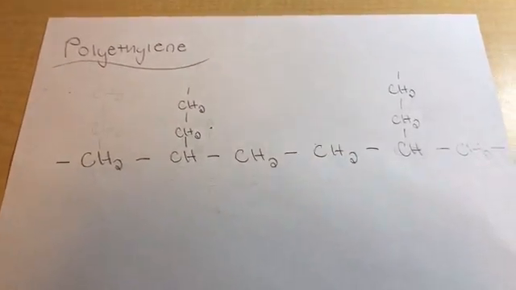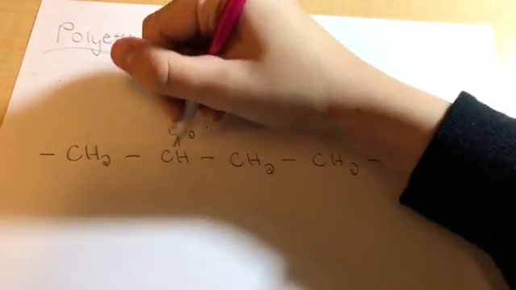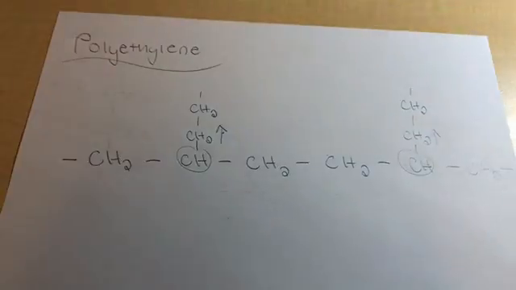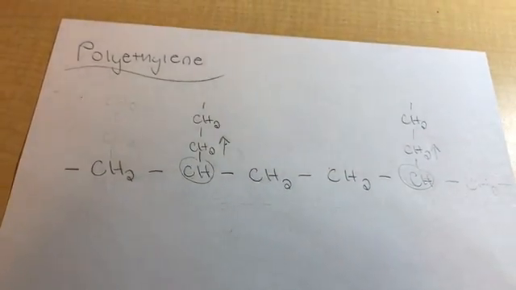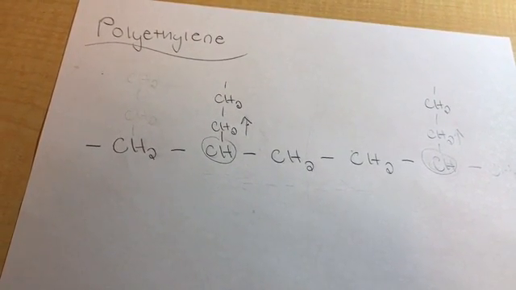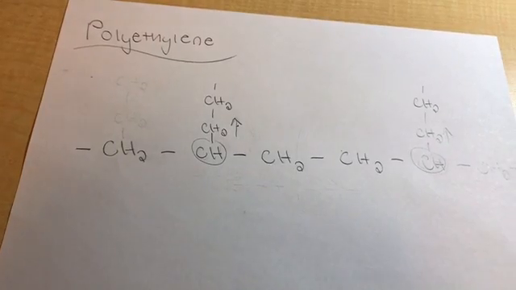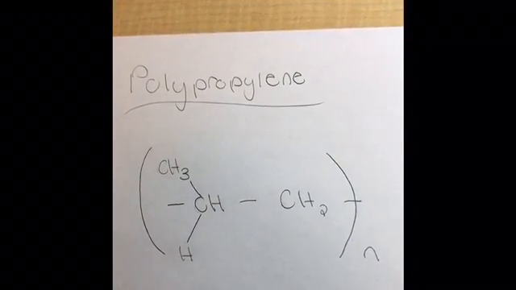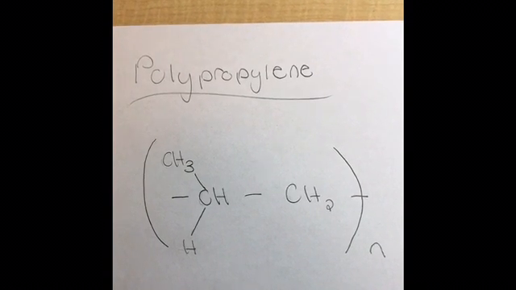Now, as you can see, there are obviously branches coming up from both of the CHs. And what makes the branched version so special is that these branches inhibit close packing, and therefore this version has a very low density. Last but not least, here's the structure of polypropylene.